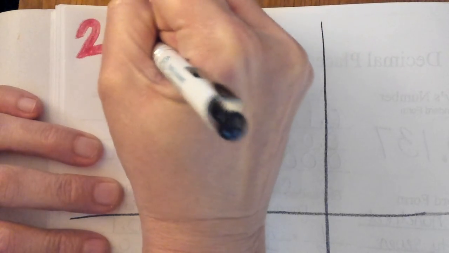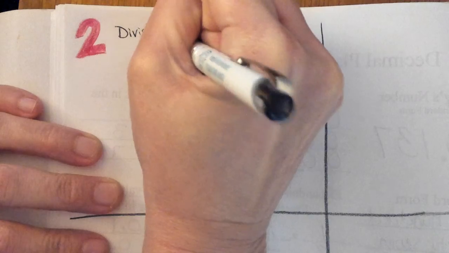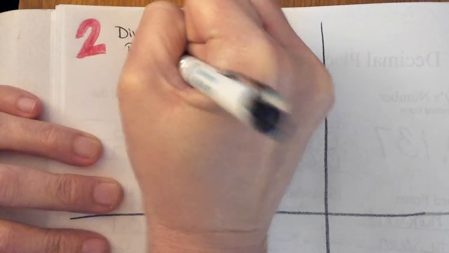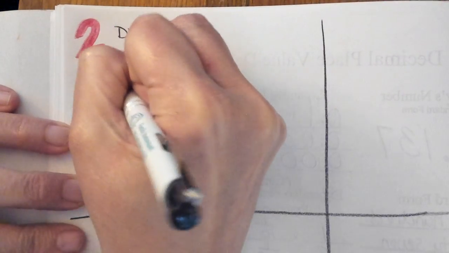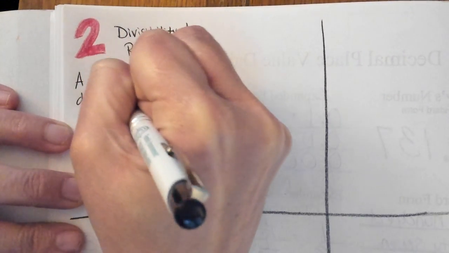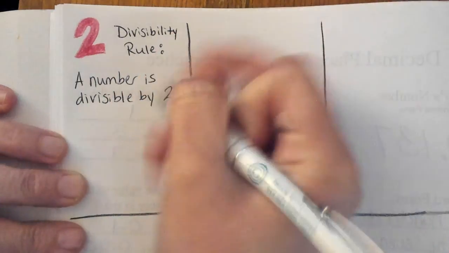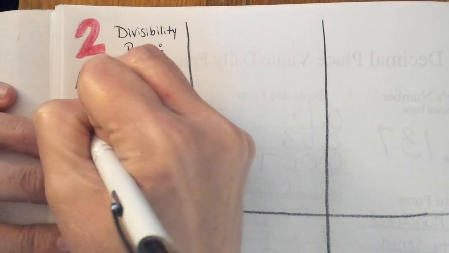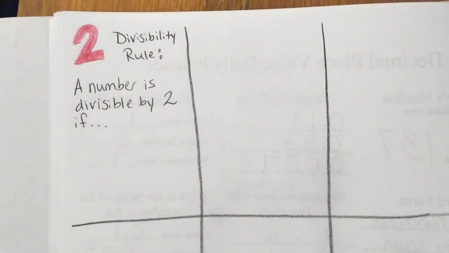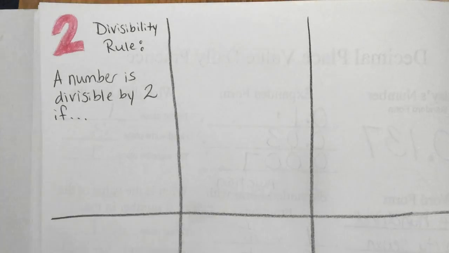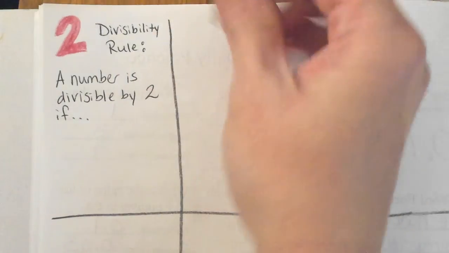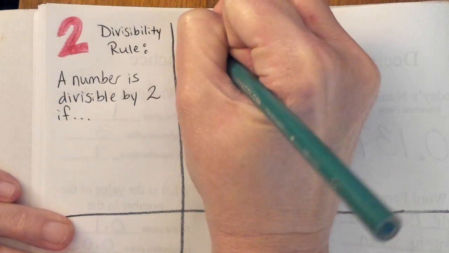Divisibility rule. Okay, and I'm going to have this like sentence stem that I'm going to use for each one. Okay, a number is divisible by, and then I'm filling in the blank, but this one's 2, if... Okay, so I'm going to just be filling in all of the divisibility rules. So I'm going to do each number.